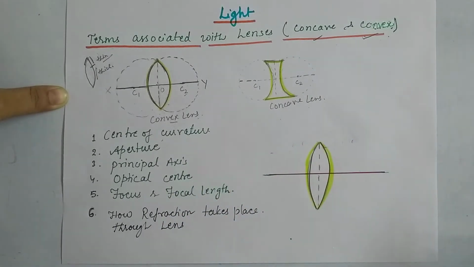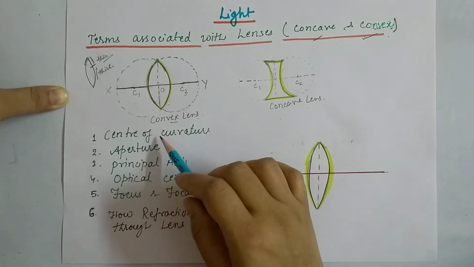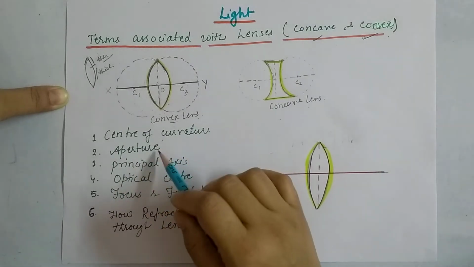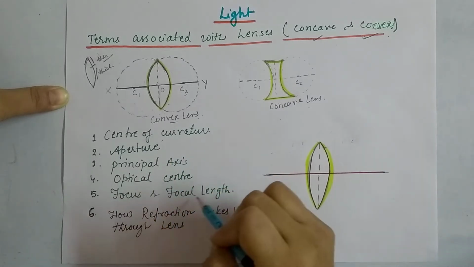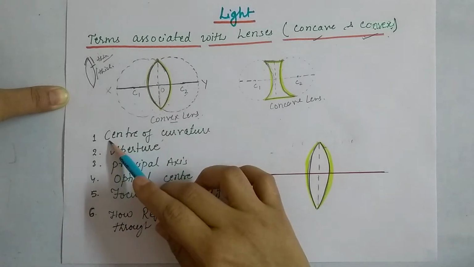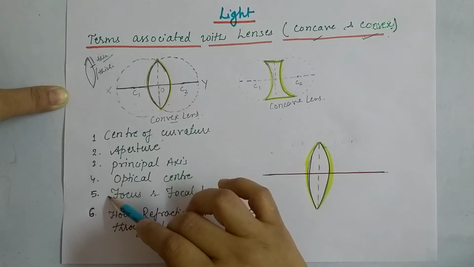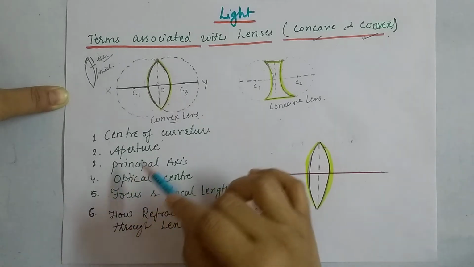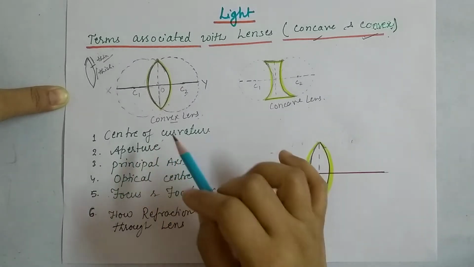So let's see what are the terms associated with these lenses. There are different terms related to it: center of curvature, aperture, principal axis, optical center, focus and focal length. So these are the terms which are associated with the lens. So let's see where these terms lie in the lenses.